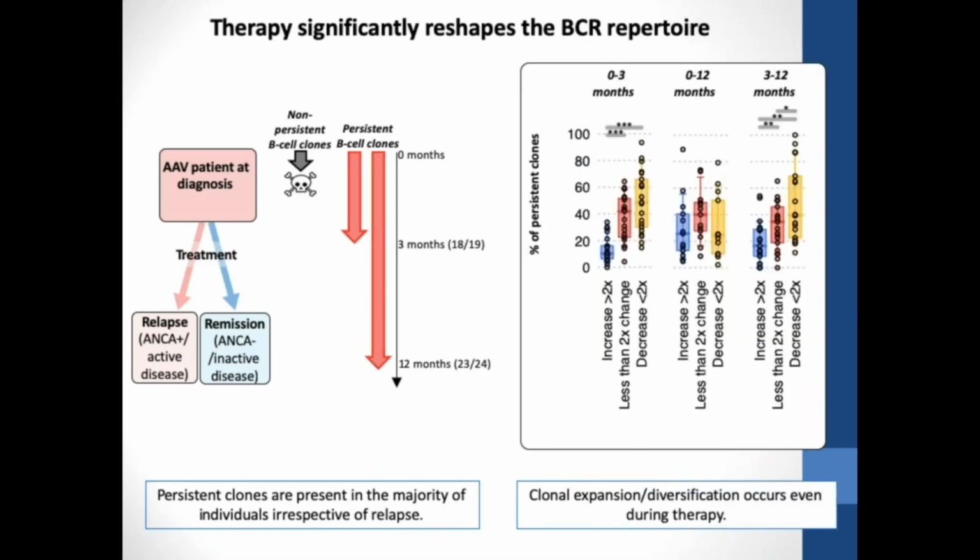Irrespective of the therapy, we see a significant proportion of clones that expanded over the course of treatment, between 3 and 12 months. So this suggests that despite trying to impose a strong selective pressure, immunosuppression, on the B-cell repertoire during therapy, we still see class switch recombination and somatic hypermutation within these clones.